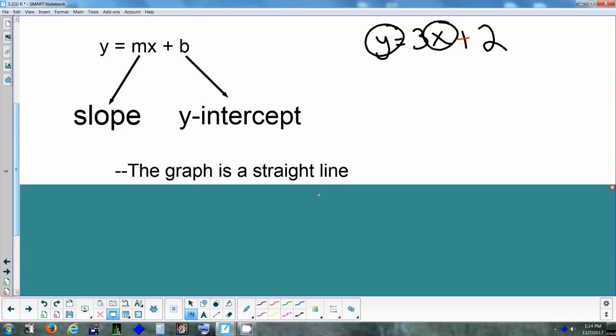We'll give you a graph and we'll say, is it a linear function or not linear? Look at the graph. It's a straight line. Yes, it's linear. If it's got curves in it, or if it has an angle in it, it's going to be non-linear. All right?